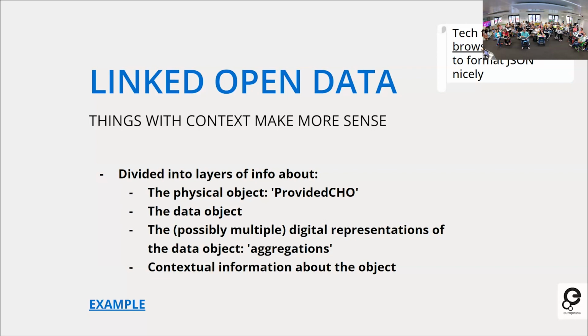And then we have contextual information about that object. This is more the metadata side of the object. Things that aren't part of the object itself, but do describe it in some way. So who made this vase? When was it made?